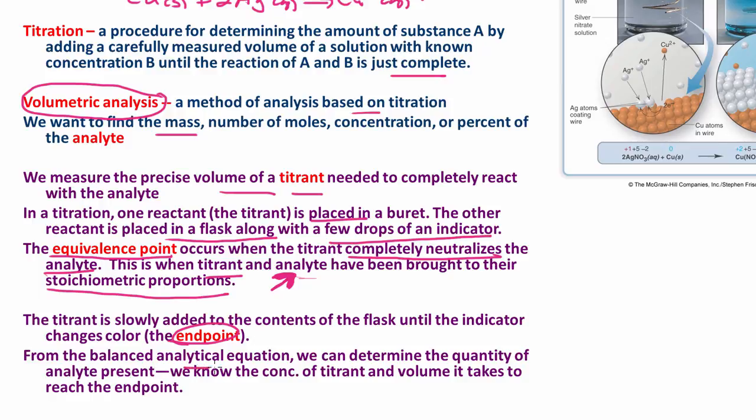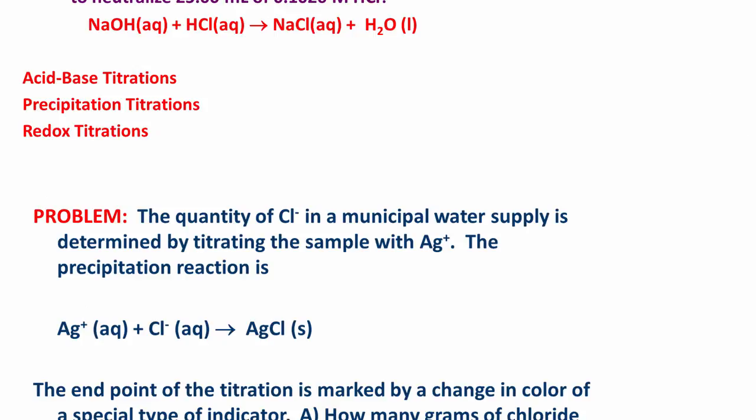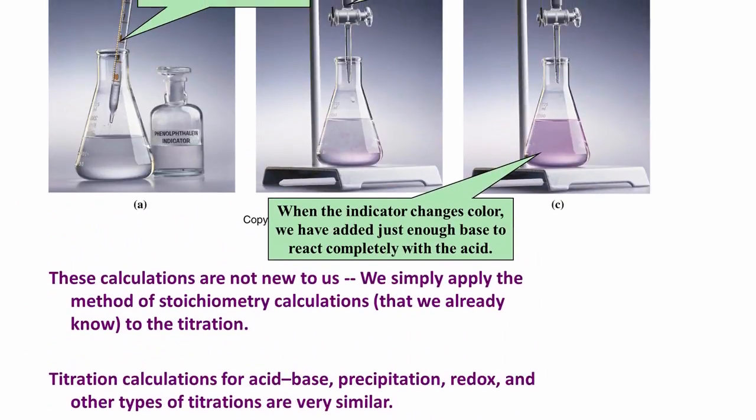So from the balanced analytical equation and from the amount of titrant we used, we can determine the concentration or the amount of the analyte present. And we can report that as mass, as percent, as moles, however we are asked to report that. So let's take a look and see how we do these.